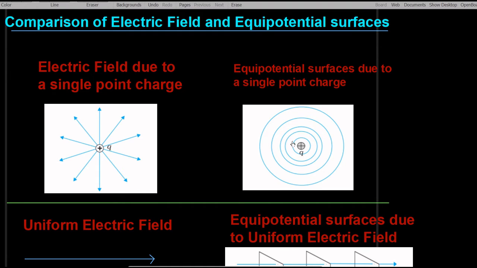Coming to equipotential surfaces, this is the single point charge. Around this, if we consider a sphere, at all points on the sphere, potential remains the same. Another sphere, potential remains the same. Another sphere, potential remains the same. So equipotential surfaces due to a single point charge are concentric spheres.